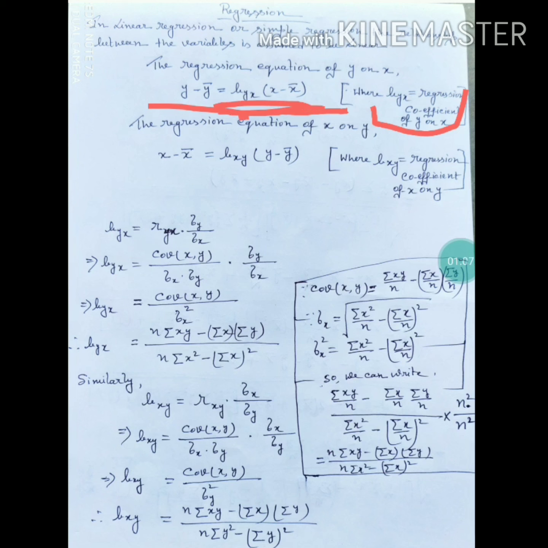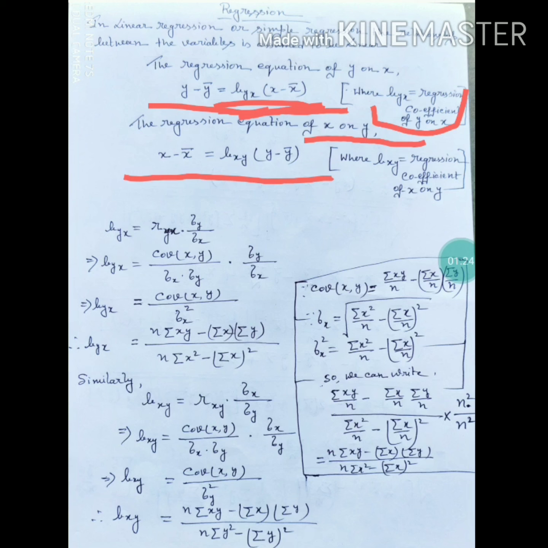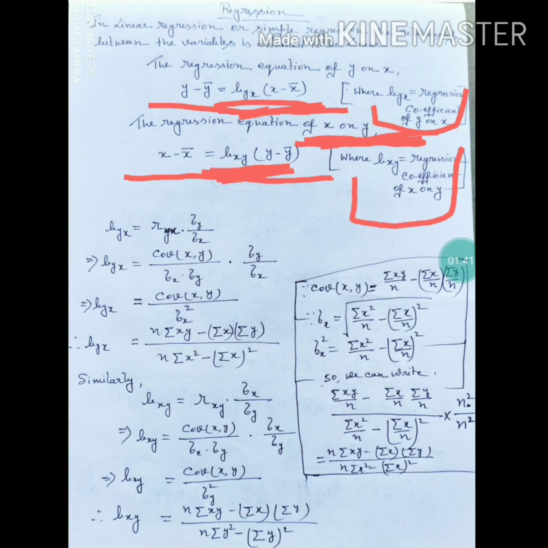Now the regression equation of x on y is just the reverse. X on y means we are estimating the value of x for a given y value. At that time the regression equation will be x minus x bar equals bxy into y minus y bar. Here bxy is the regression coefficient of x on y. So you should remember one thing: when we are estimating the value of x on y, at that time the regression coefficient is bxy. And when we are estimating the value of y for a given x value, at that time the regression coefficient will be byx. Keep remembering these things. That is the difference.